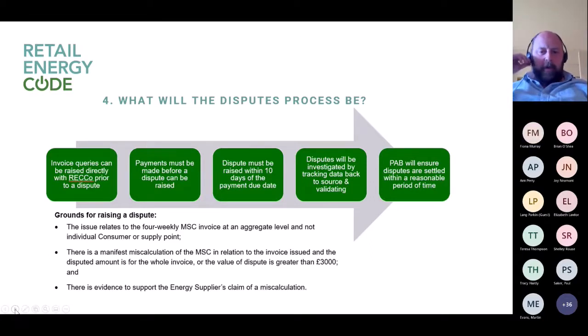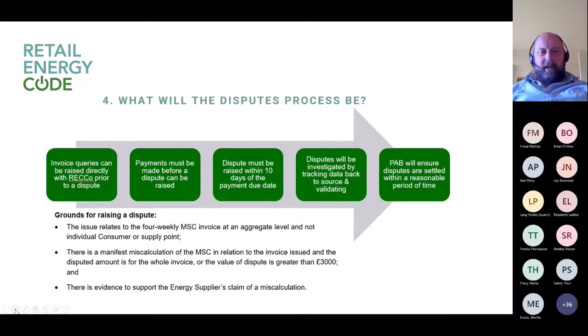Thanks, Brian. I think we've largely covered most of this already, to be honest, in response to that earlier question, but just to reiterate, there is a difference between queries and disputes. We'd expect any queries to be raised to RECO directly, and we'll try and resolve any that we recognise as being a manifest error in the invoice, etc., without it needing to be raised as a dispute. So that happens before the payment due date.